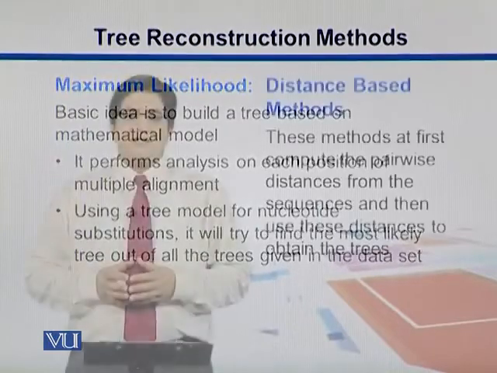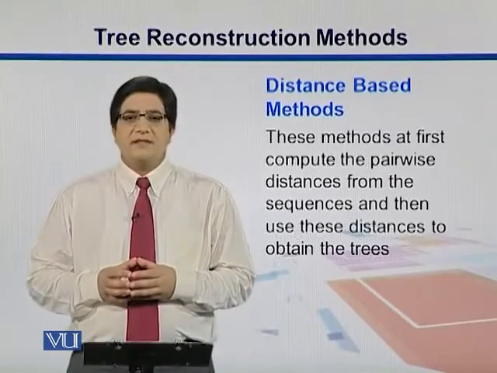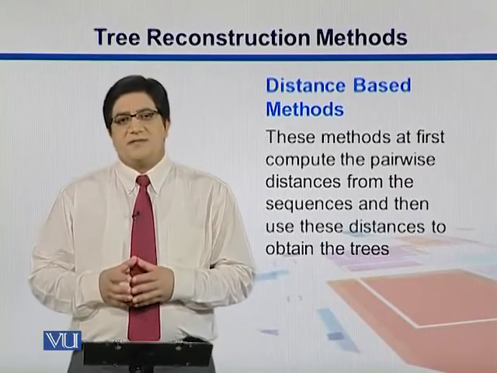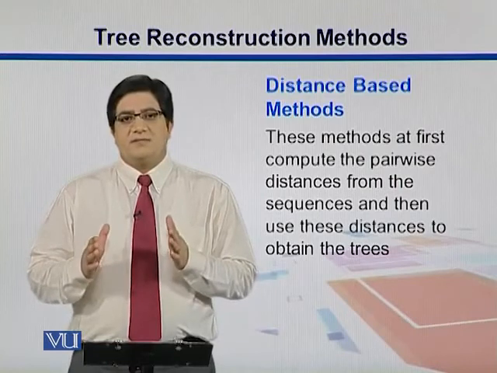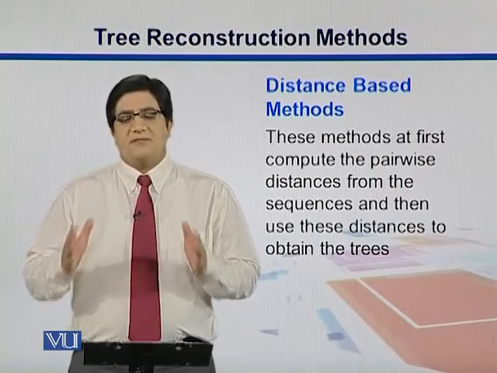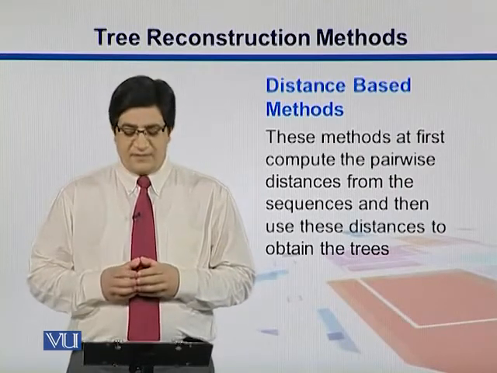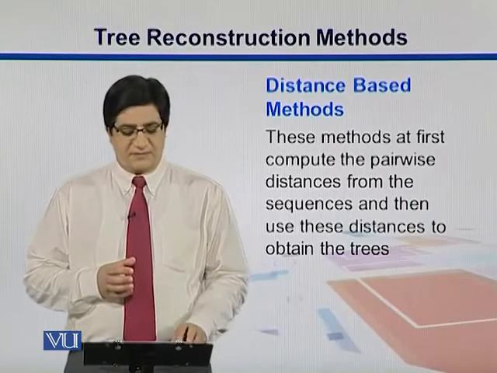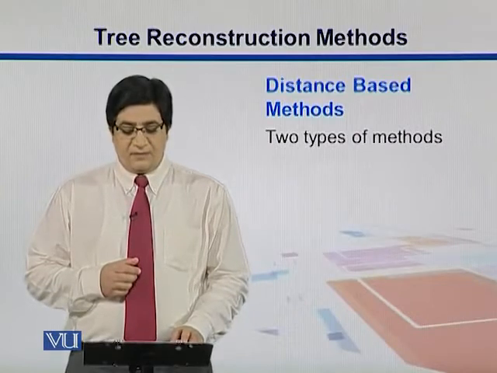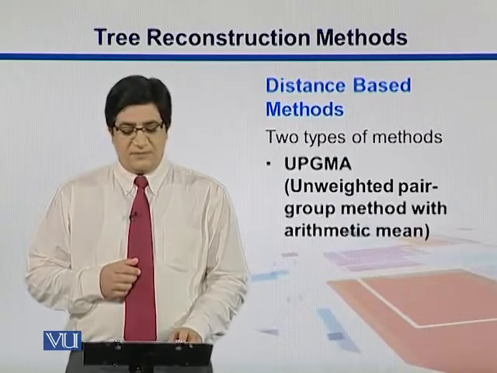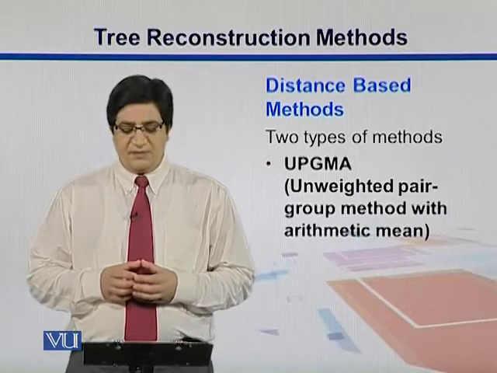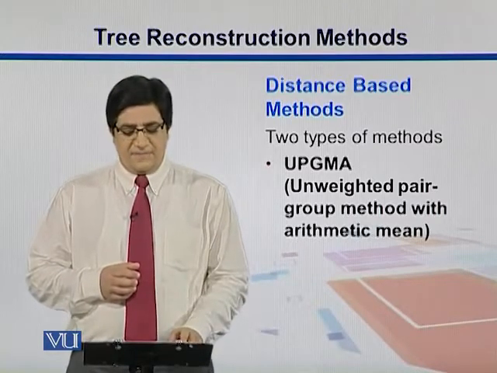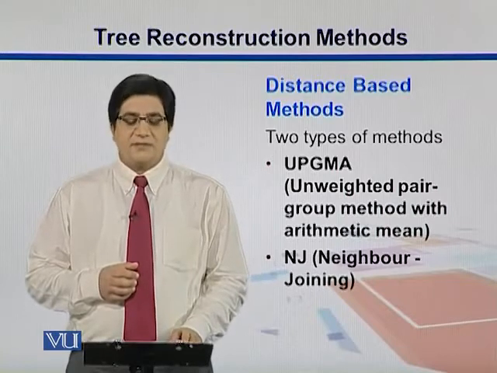Distance based methods take the sequences and come up with their pairwise differences or distances, and then we arrange these distances in a matrix. We call it a distance matrix, and then the tree is made using that distance matrix. Again there are two major types. One of them is UPGMA, unweighted pair group method with arithmetic mean, and the other one is NJ, or neighbor joining method.